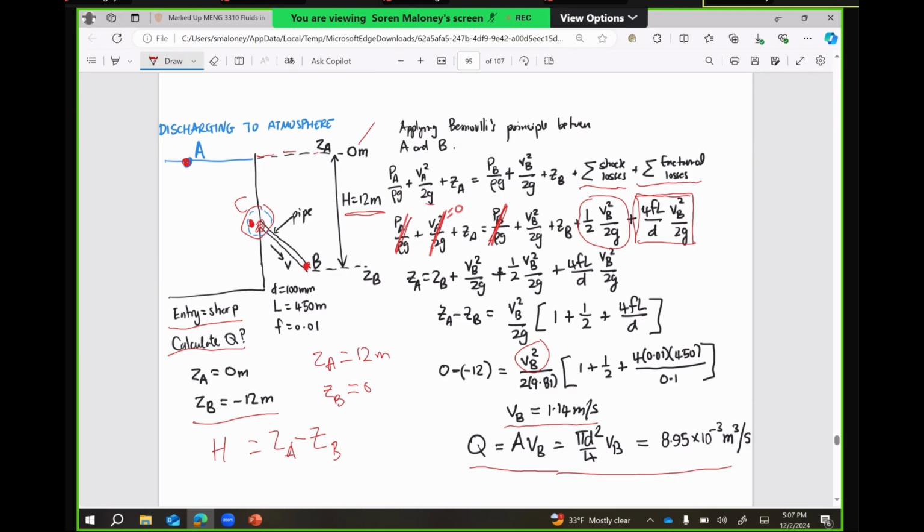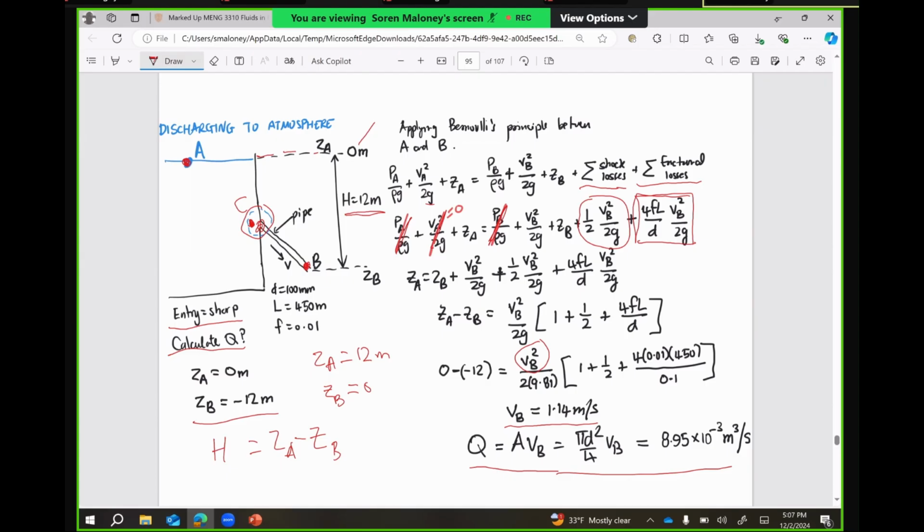But it doesn't matter. Once you choose your datum, you just have to stick to convention. If a point is above your datum, it's going to be positive. If it's below, it's negative, and so on. So you are free to choose any datum you want. In the end, you should get the same answer. It doesn't matter. You just have to be careful and you have to follow the rules.